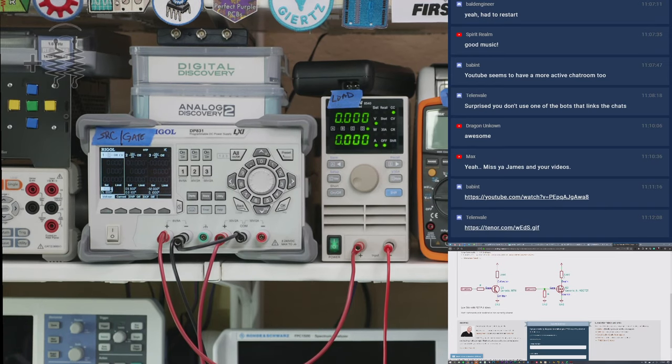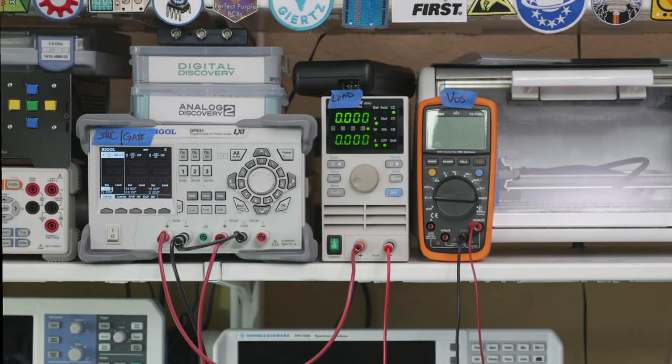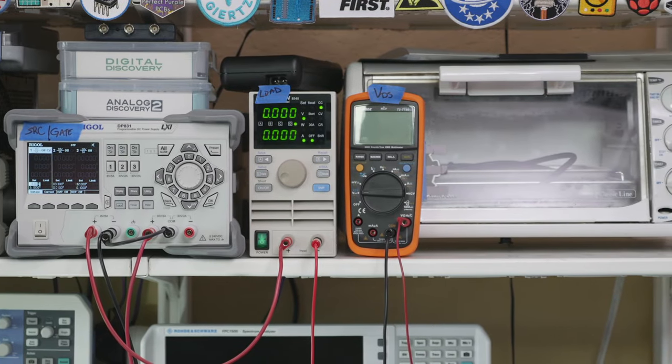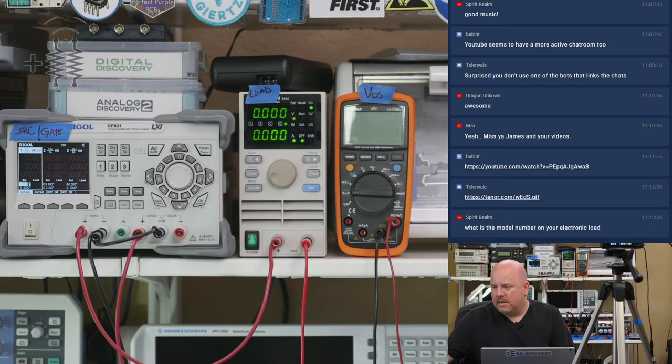That's not good. I need to make an emergency transfer overhead. Yeah, there we go. Now we can see everything.